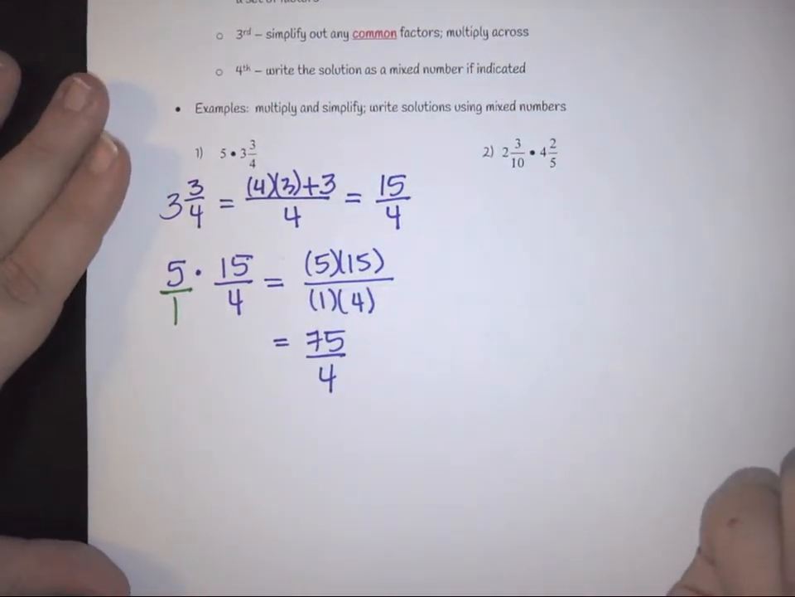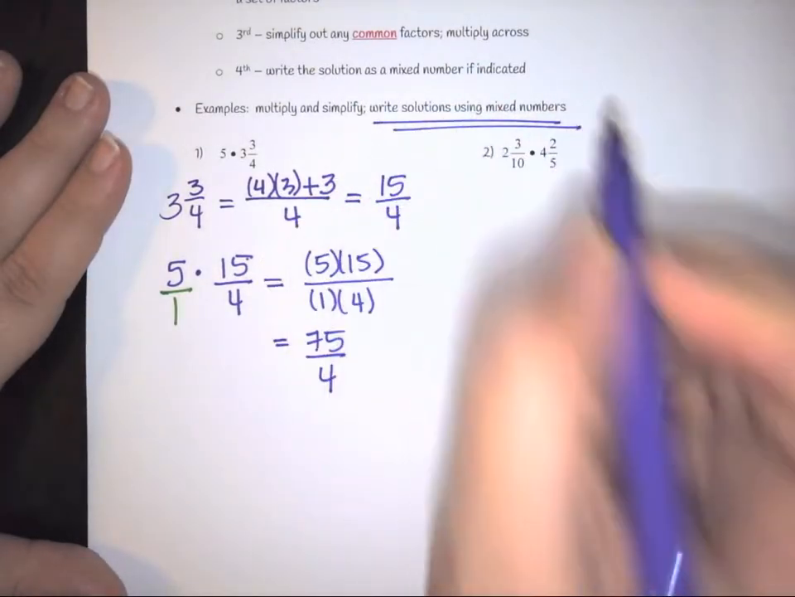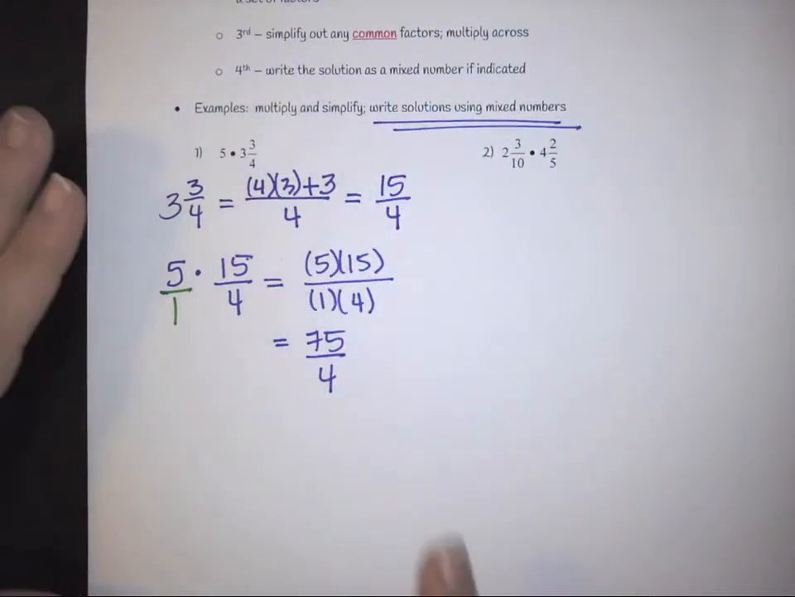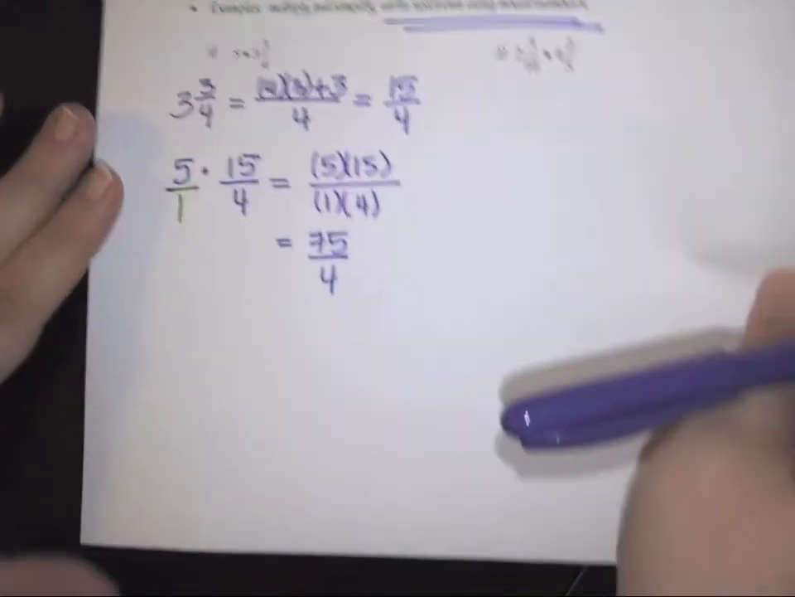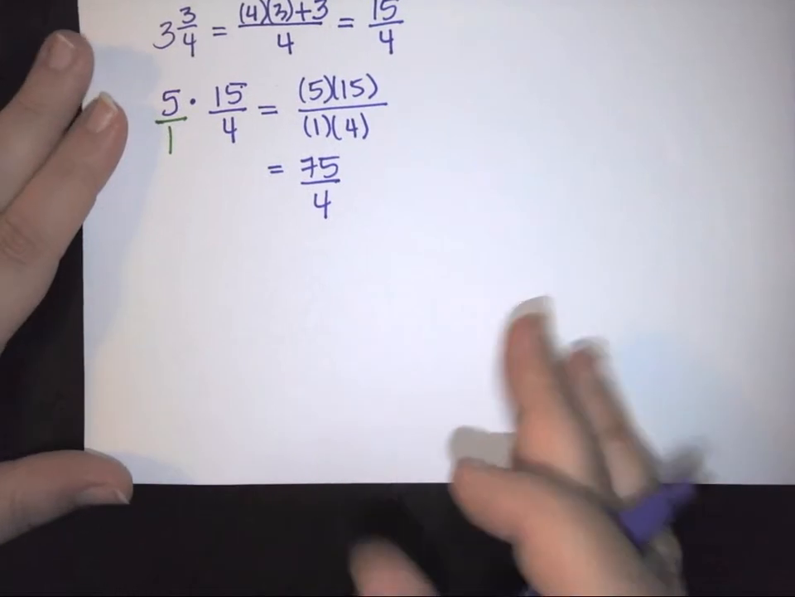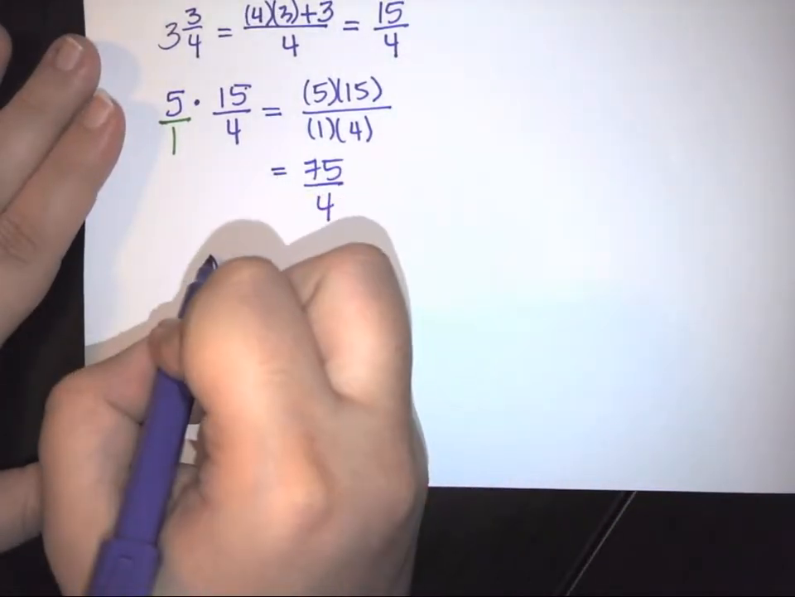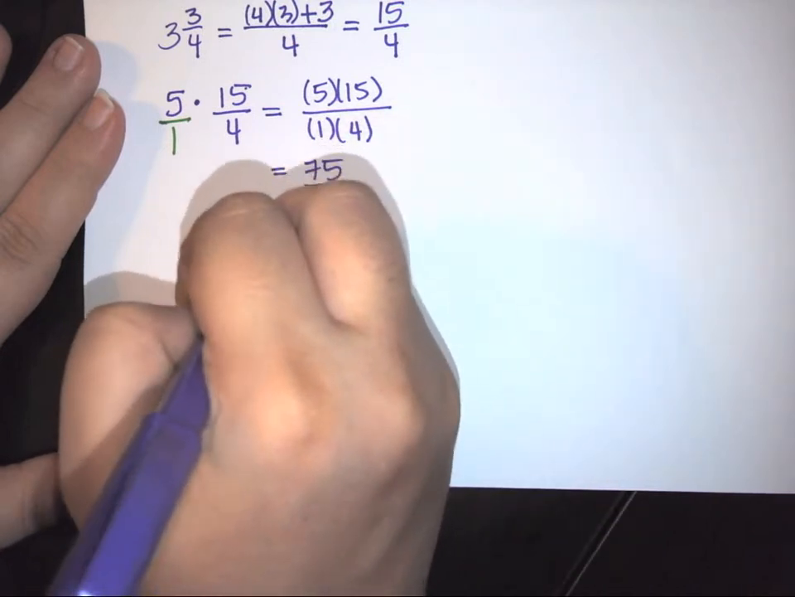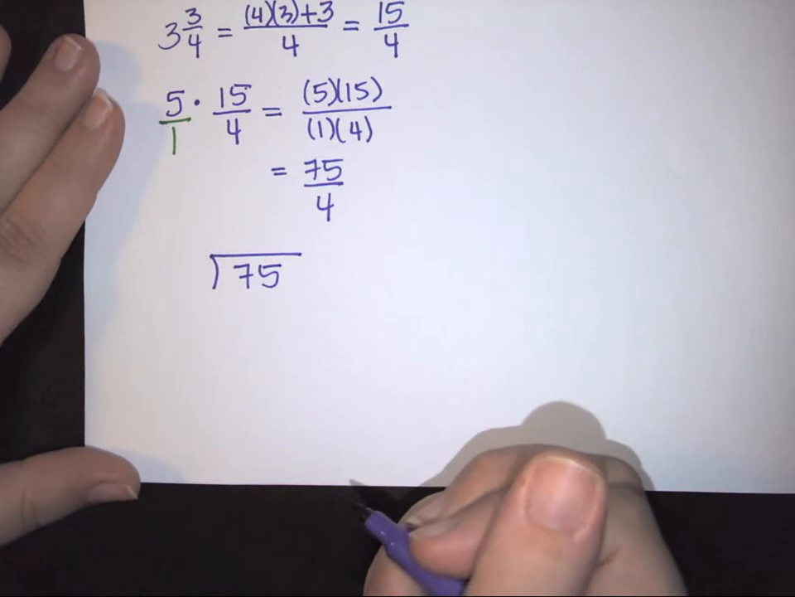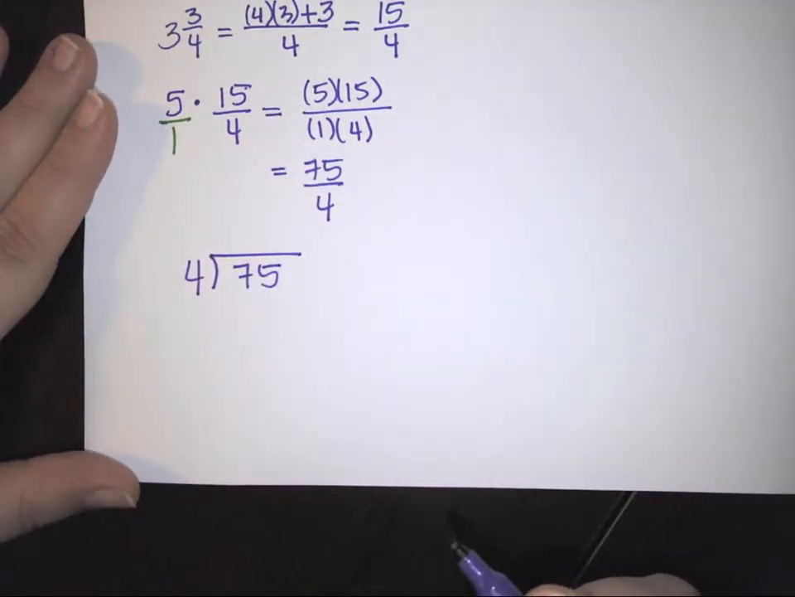Now, the last thing the problem says is it wants you to write all solutions in mixed numbers, which means once you get your improper fraction, now we need to convert it back again. If you have been watching from previous sessions, you know the top goes inside your division, the bottom goes on the outside, and you do good old-fashioned long division in order to find your mixed number.